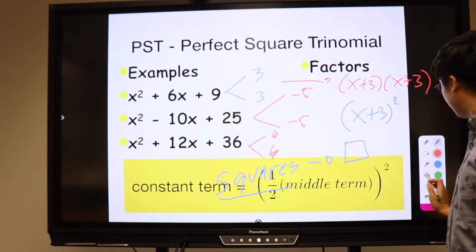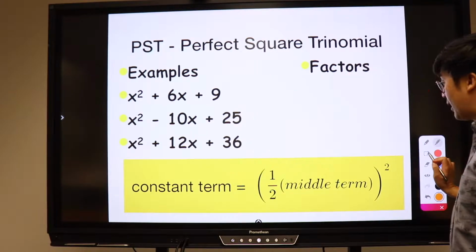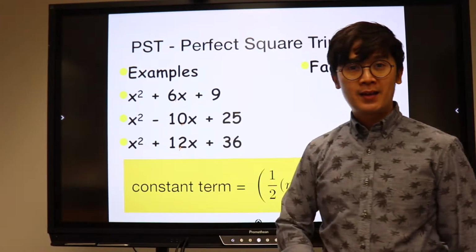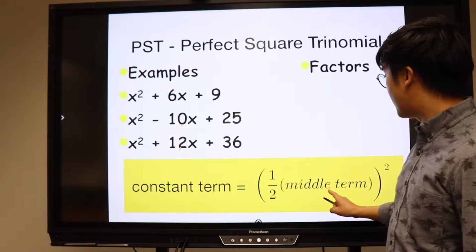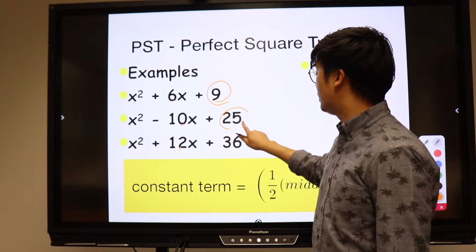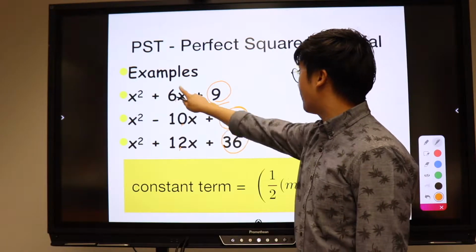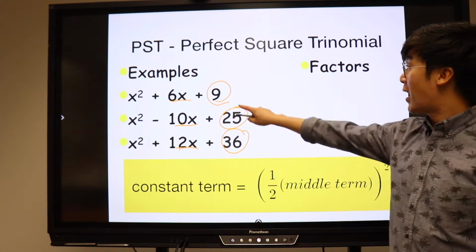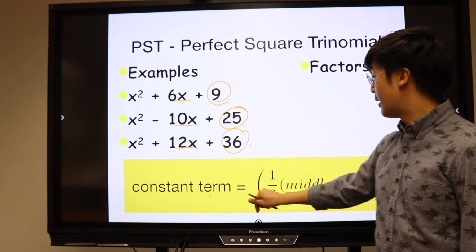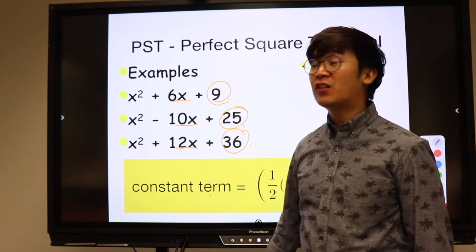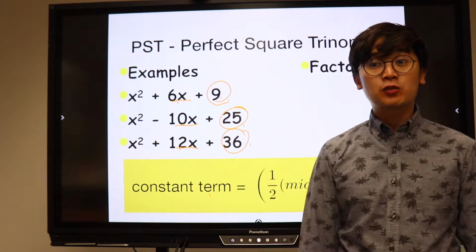Okay, now, this is a formula that we're going to be using to find the constant term in our equation given the middle term. So if we're going to go backwards to find the constant term, you take half of the middle term and you square it. That is the formula for creating a perfect square trinomial.